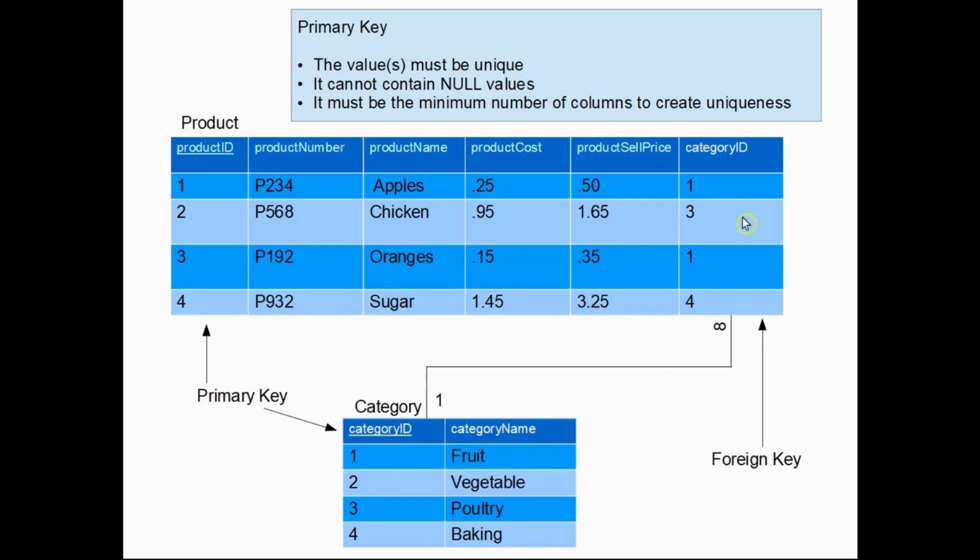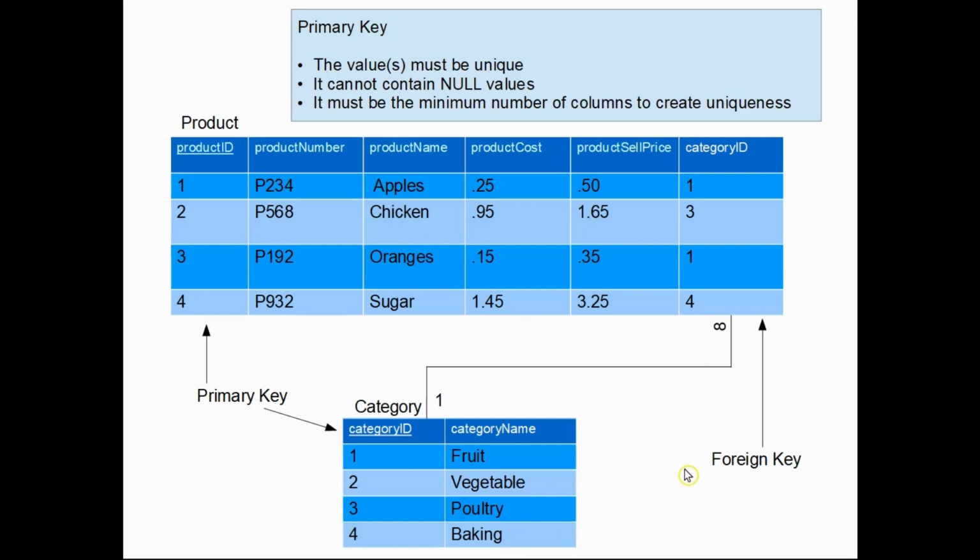This one here, chicken, is a 3, so you go down here, you find the 3 here. It's the category of poultry. And here's a 1 again, which is fruit. And this one here, sugar, is a 4. You go down here, that's a baking category. That product falls into the baking category.